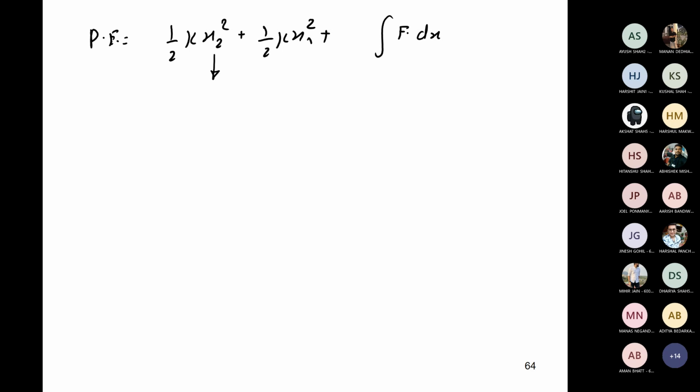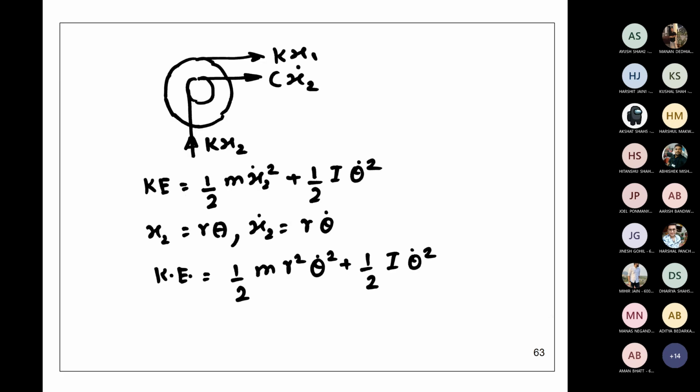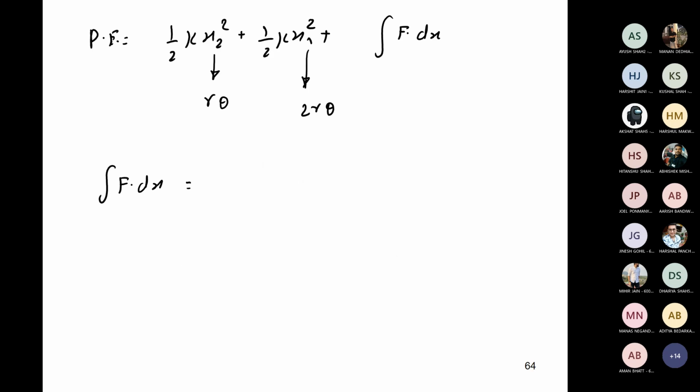So again, substitute x2 as r theta, x1 as 2r theta, and the damping equation will be... damping is at radius r, so it is Cx2, correct? So this will be integral of Cx2. So instead of the integral variable dx, it will be dx2.